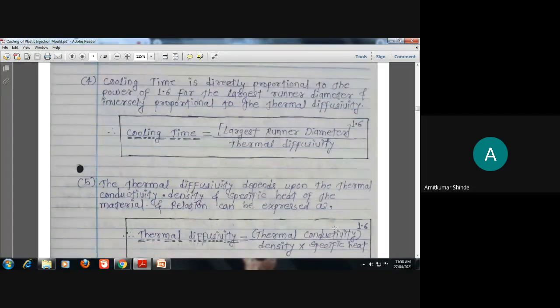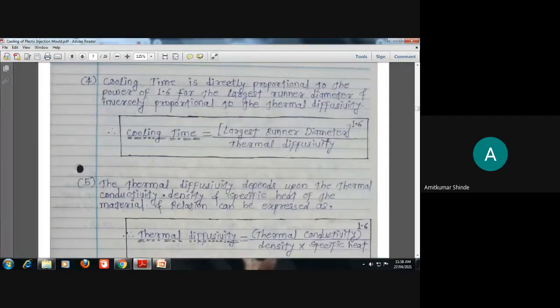And one more formula is there to calculate the cooling time. Cooling time is directly proportional to the largest runner diameter to the power of 1.6, divided by the thermal diffusivity. These two formulas are there.